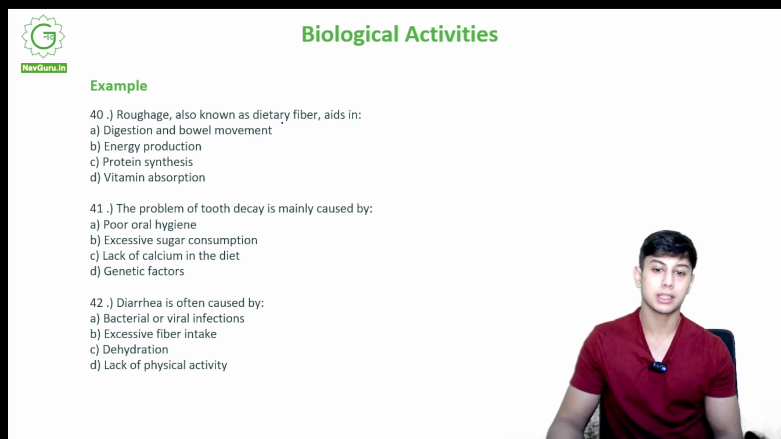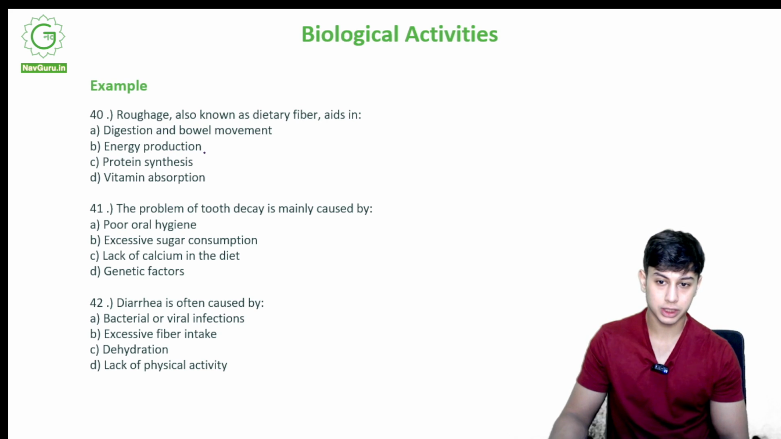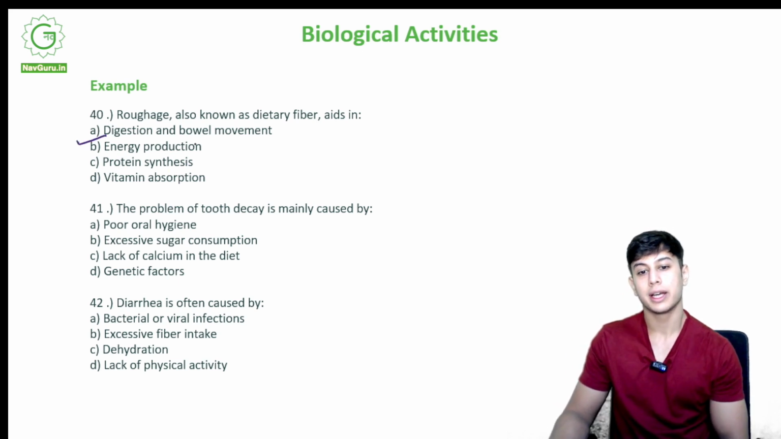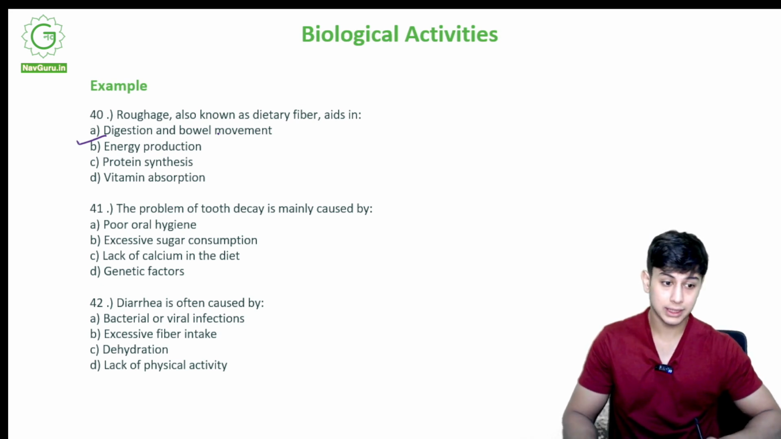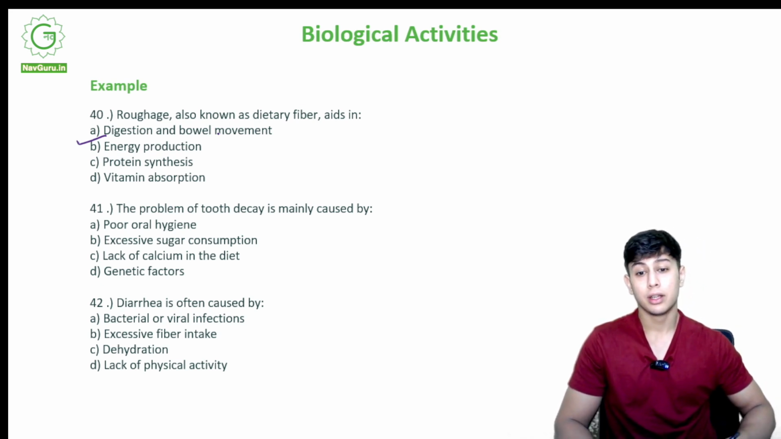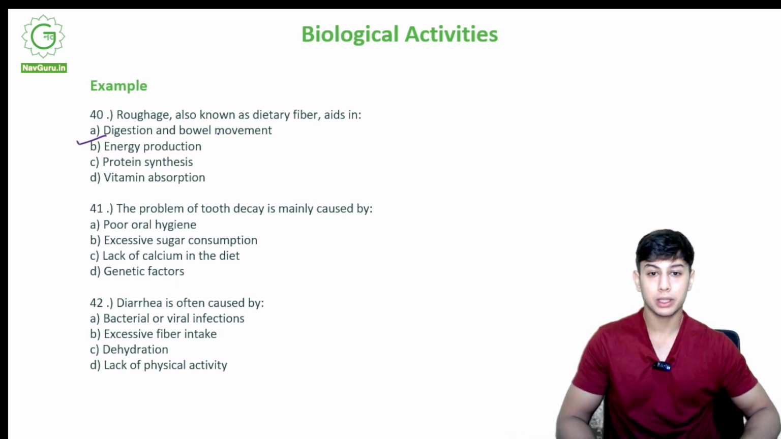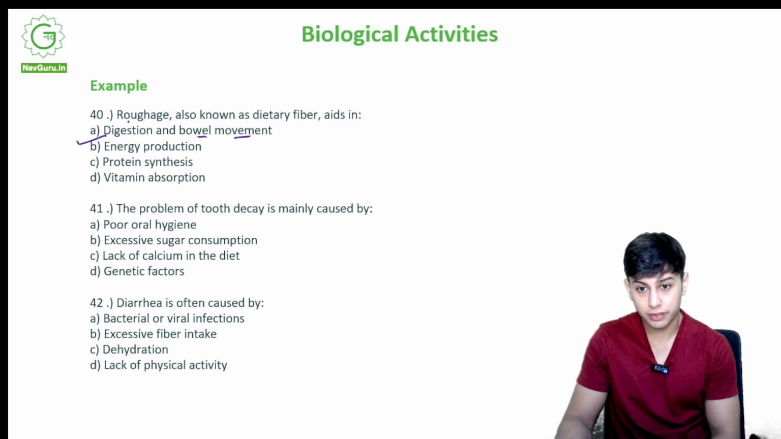Roughage, also known as dietary fiber, aids in digestion and bowel movement, energy production, protein synthesis, vitamin absorption. So the correct option is option A, digestion and bowel movement. So I told you, after all of the absorption has taken place, right? Now it has to be moved out. The waste material has to be moved out. Where will that waste material be used? It will be used in the bowel movement. That is roughage.